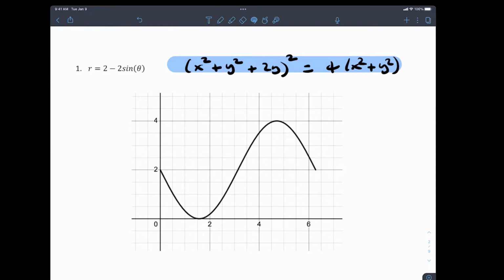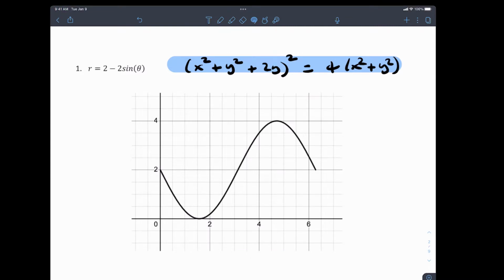And I put that up on the board and say, we're going to graph these. x squared plus y squared plus 2y, squared, is 4 times x squared plus y squared. People would flip because they flip when I show them a parabola. When you start to graph parabolas in general form, people flip.